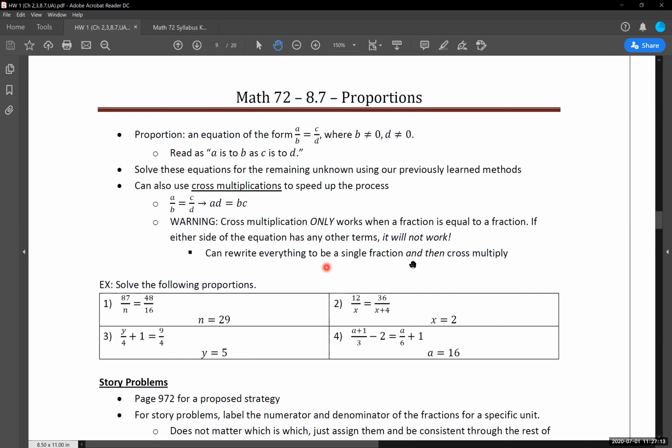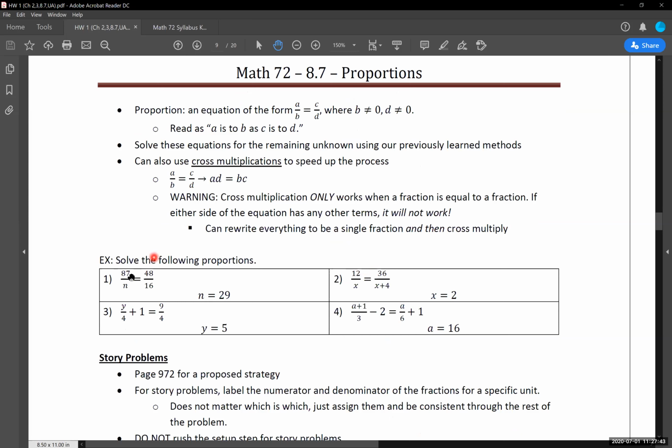Again, we can rewrite everything as a single fraction and then cross multiply. But if we do not start with that in our initial problem, you cannot just jump to using cross multiplication. A lot of people try to do this, and a lot of people lose a lot of points because of that. I'll go through both of these examples and show you some ways that you could rewrite these to be a single fraction. But again, there are multiple ways you could do that.